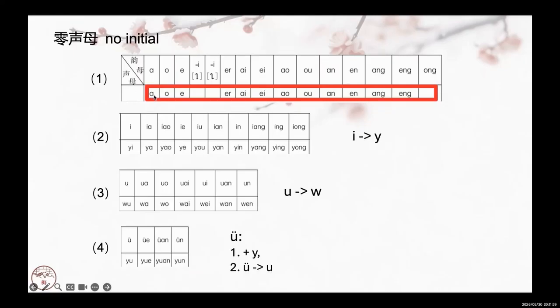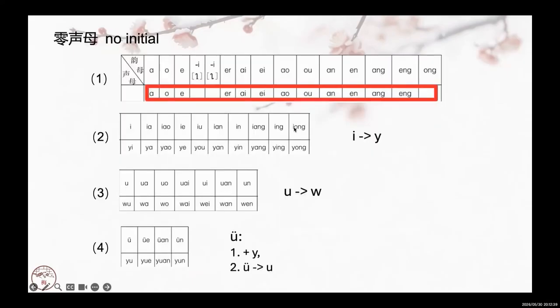This A is a syllable. It has corresponding Chinese characters. A, Ao, O, each of them is a single syllable which has corresponding Chinese characters. So this is the first exception scenario. The second situation is about the vowel of yi. See, this line is the vowel or the final row, right?